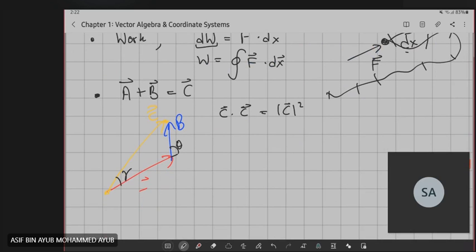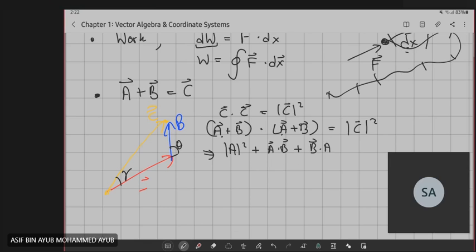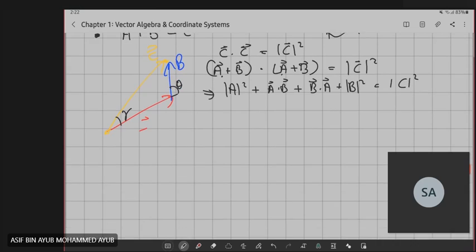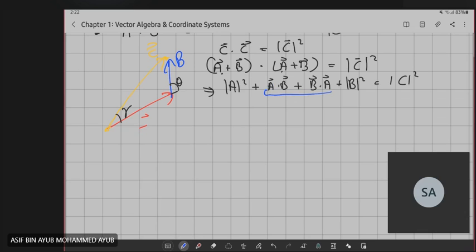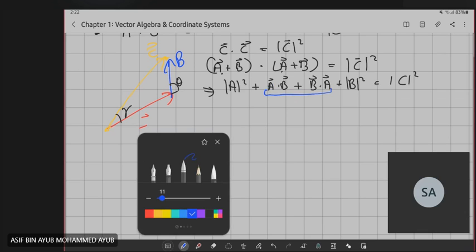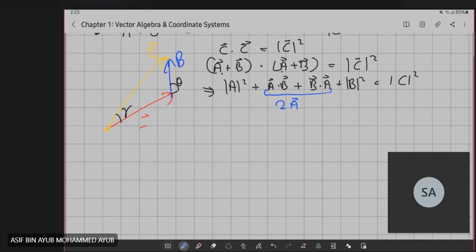You've probably seen this before. Now C is actually A plus B. So C dot C is actually A plus B dotted with itself. This is equal to the length of C squared. What this gives you is A dot A, which is A squared, plus A dot B, plus B dot A, plus B squared. Now, one of the properties of dot product is no matter the order, the dot product gives you the same number. So we can write this as 2 A dot B.